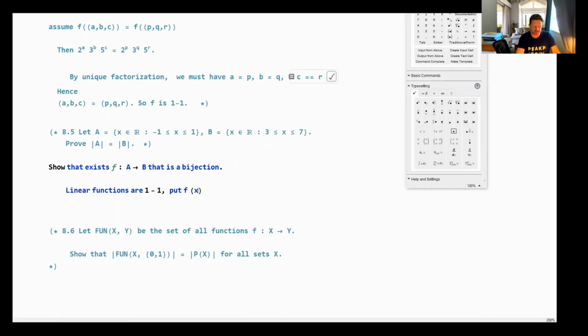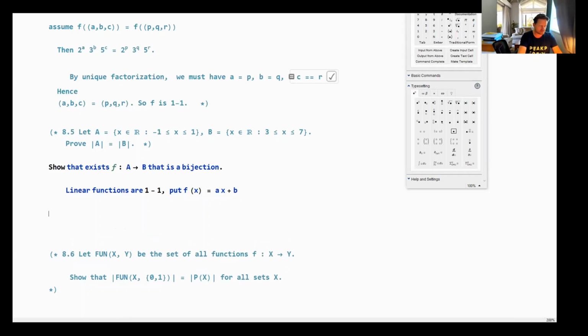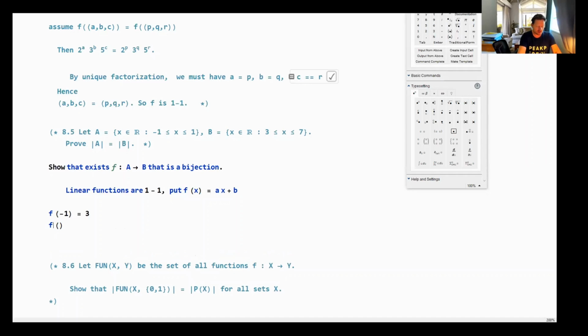Okay, so put f of x, just an example. It doesn't have to be a linear function, but it'll make an easy example. So ax plus b, okay? And what we want is the endpoints to go to the endpoints. So this function f of x, which is linear, will be a bijection, provided we get the endpoints to match up. So what we want then is f of -1 equals 3, which is the endpoint of A, B on the left, and we want f of 1 to be equal to 7.